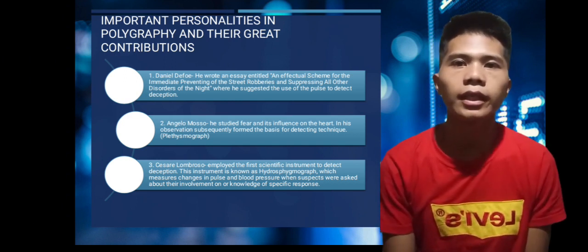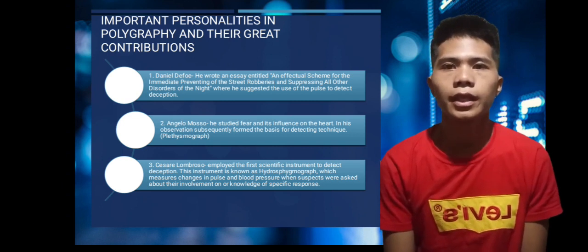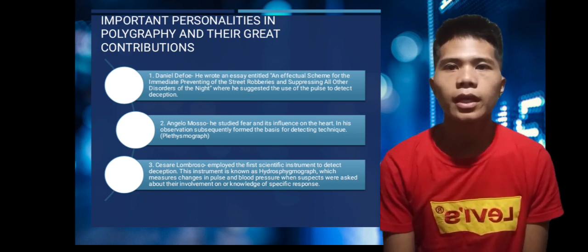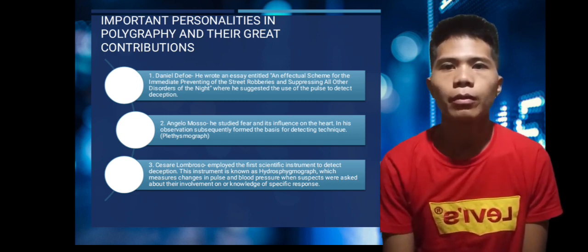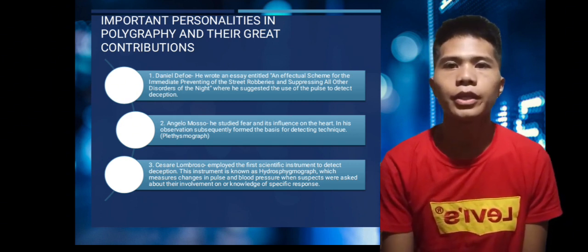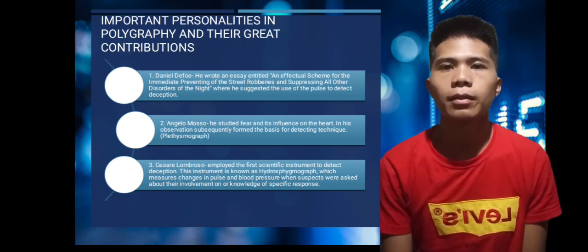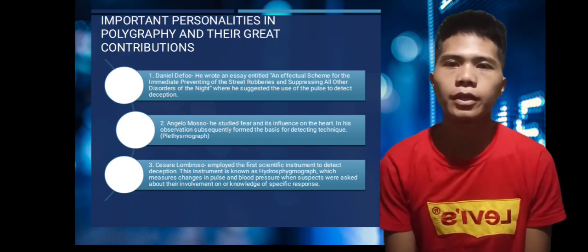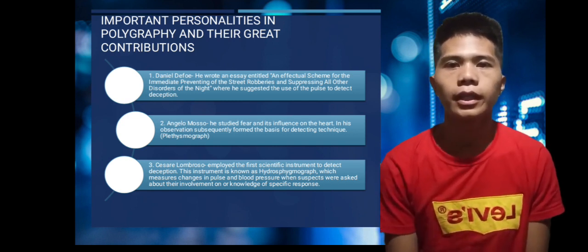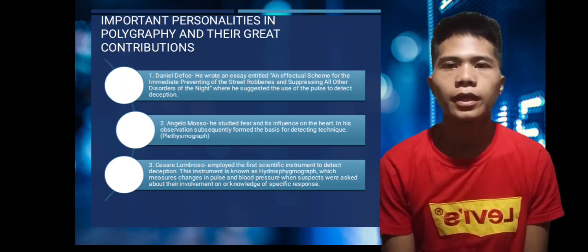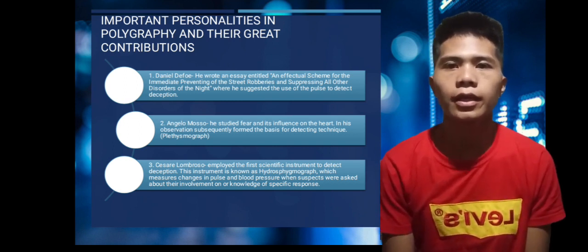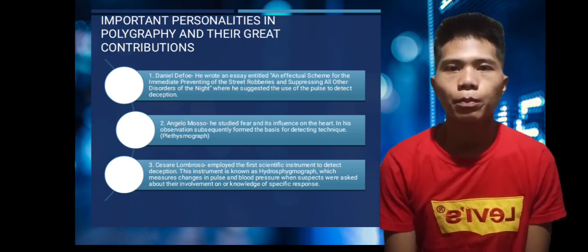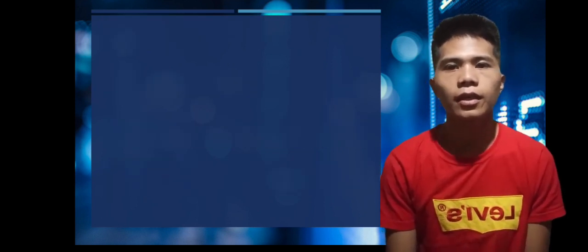The third is Cesare Lombroso, who employed the first scientific instrument to detect deception. This instrument is known as the hydrosphygmograph, which measures changes in pulse and blood pressure when suspects were asked about their involvement in or knowledge of a specific crime. He was accorded the distinction of being the first person to utilize an instrument for the purpose of detecting lies.